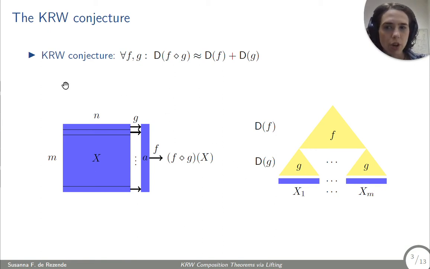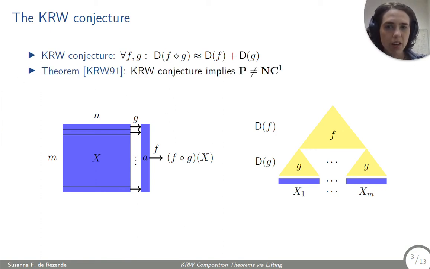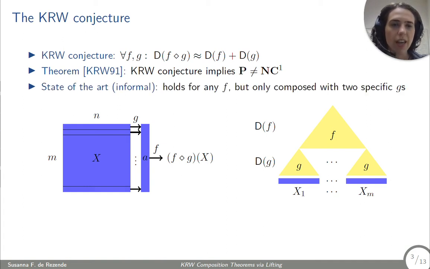What KRW showed is that if we could prove the KRW conjecture, then we would be showing that P is not equal to NC1. So in this sense, it's enough to understand composition of functions. Okay, so what we know so far regarding the KRW conjecture is that it holds for any f, but only when composed with two specific inner functions g.